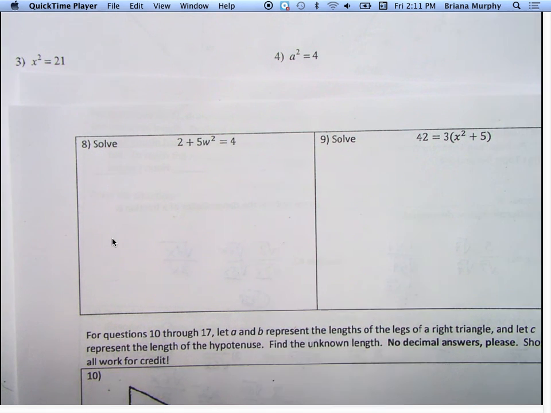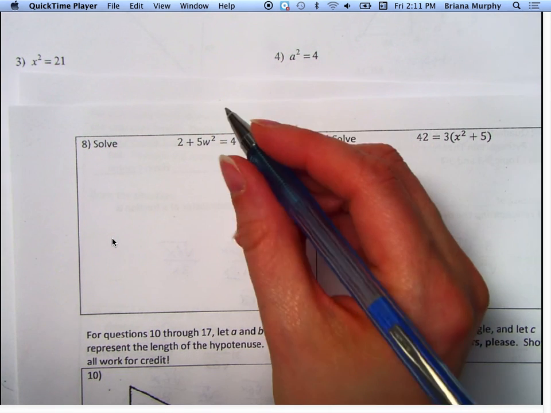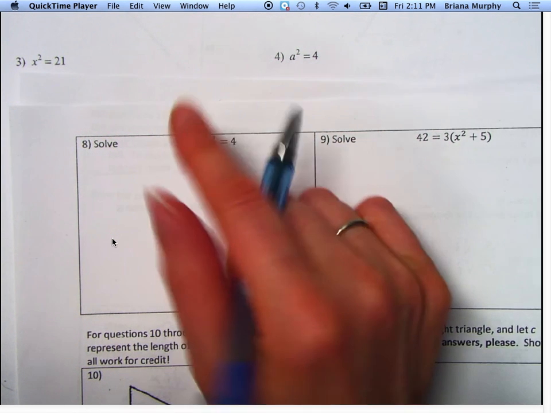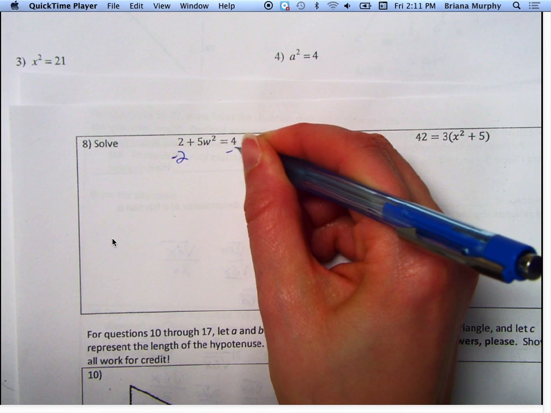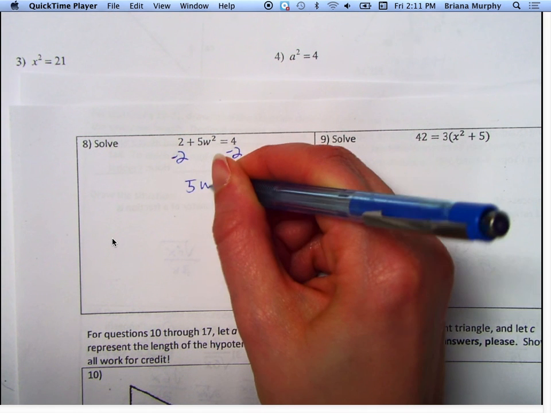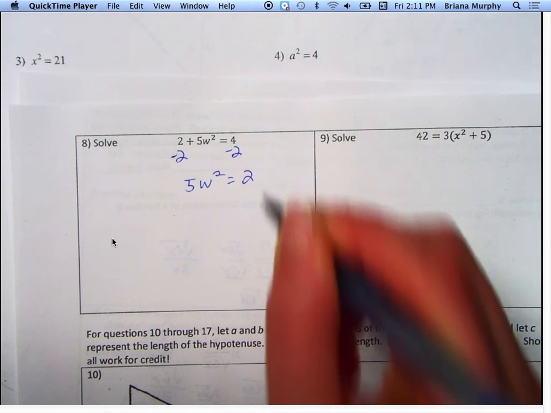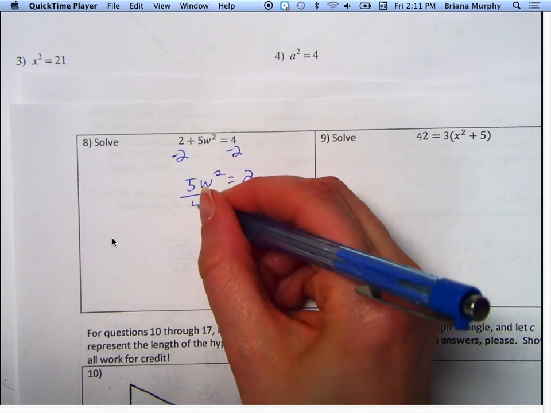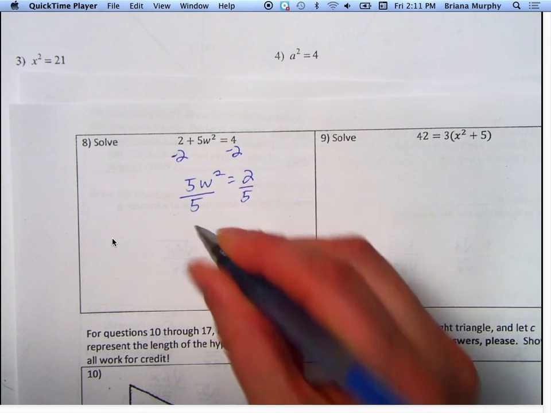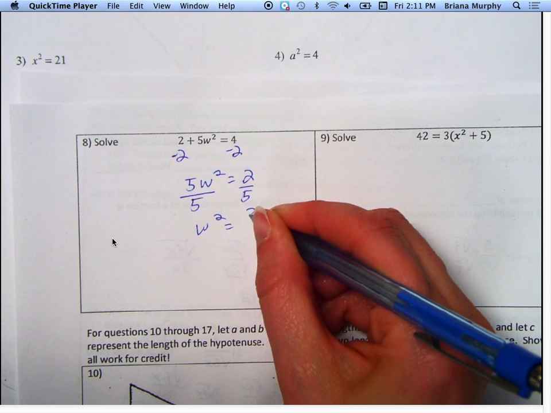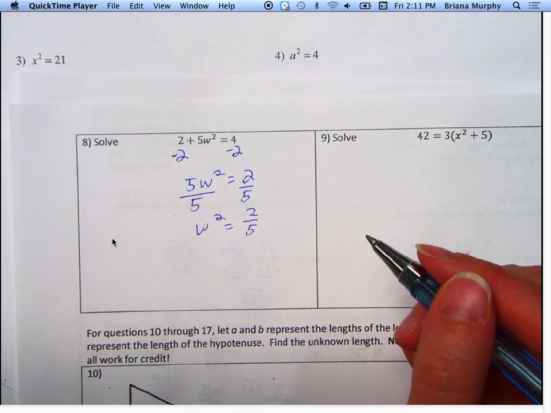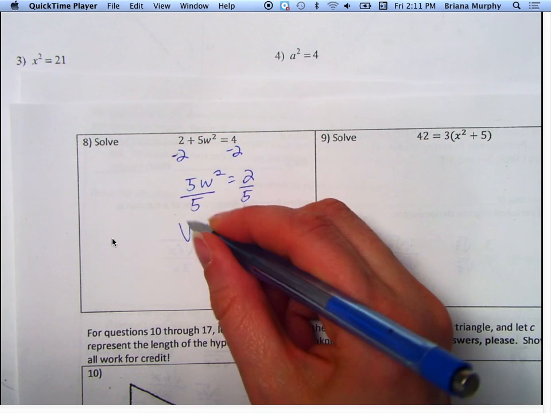Okay, number 8. First thing I'm going to do is what? Subtract 2. Good. So I get 5w squared equals 2. What am I going to do next? Divide by 5. So w squared equals 2/5. Now what do I do? I got a squared, so I square root.